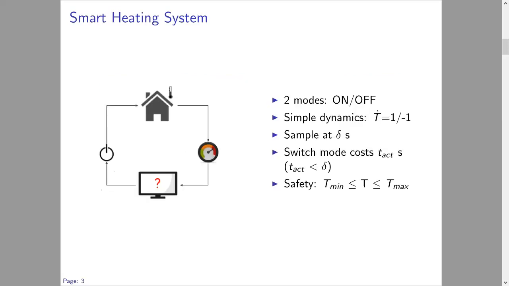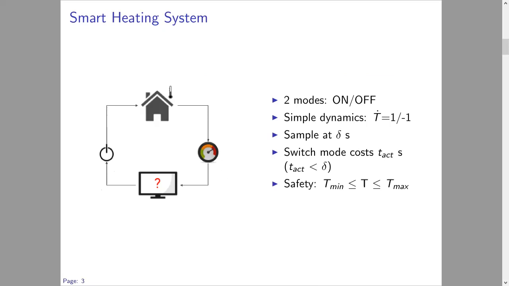The example I borrowed to illustrate our approach is a simple smart heating system. It operates in two modes, on and off. Each mode follows its own simple dynamics. The room temperature is sampled every delta seconds by a sensor and sent to the controller.